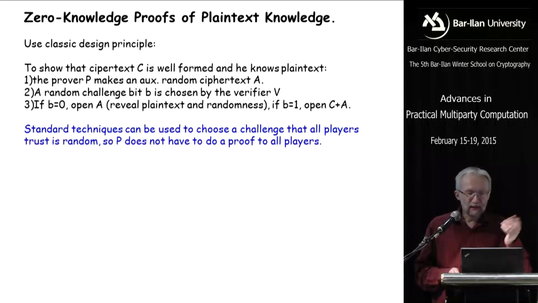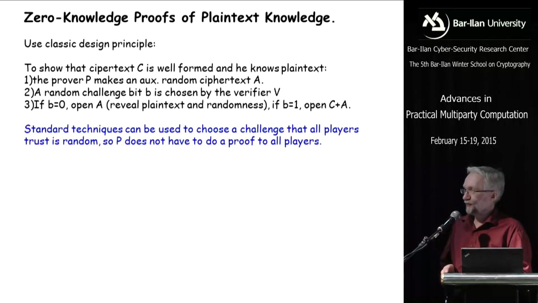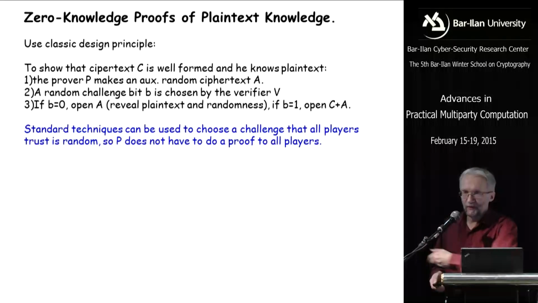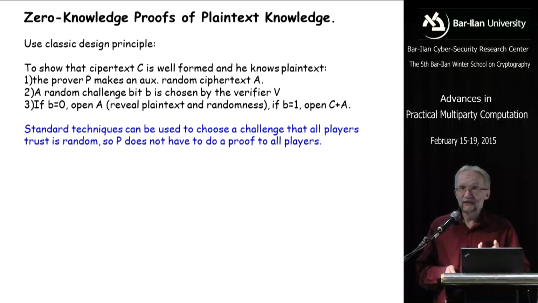You can use some standard techniques to choose a challenge that all players trust is random, so you really don't have to give a proof individually to each other player. You can just do one proof that everybody will be happy about, because everybody just needs to trust that the challenge was actually random and could not have been predicted by the prover.